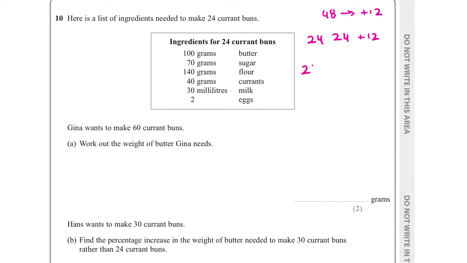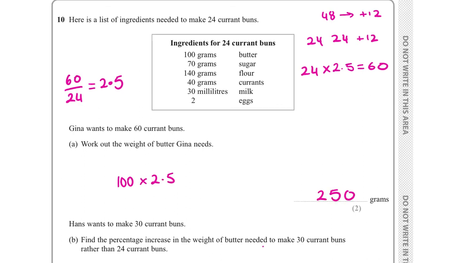So I can double check my maths by, is 24 times 2.5 60? And you can type that into your calculator and you find it is. Alternatively, you could always just do 60 divided by 24, and this will give you 2.5. It's really good though to figure out actually what we're doing here. So work out the weight of butter Gina needs. So she needs 100 grams of butter for 24. We know that 60 is 2.5 times that. So I'm going to multiply this by 2.5 and I'm going to get 250 grams of butter.